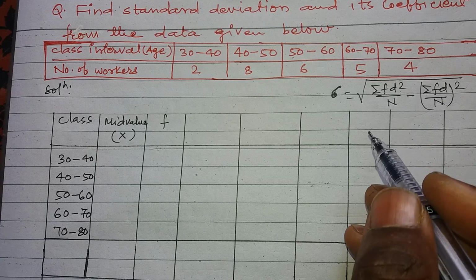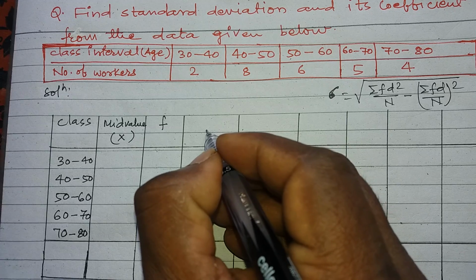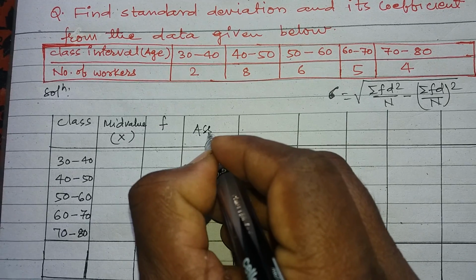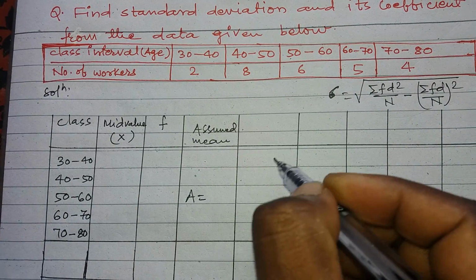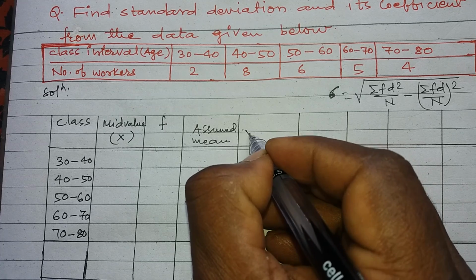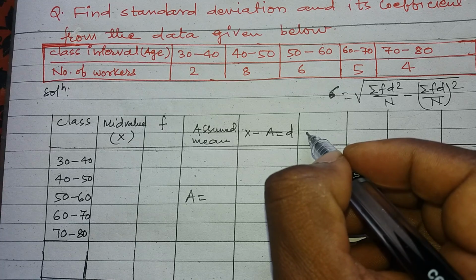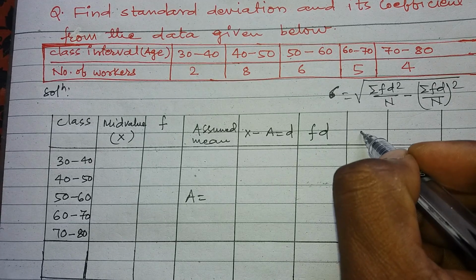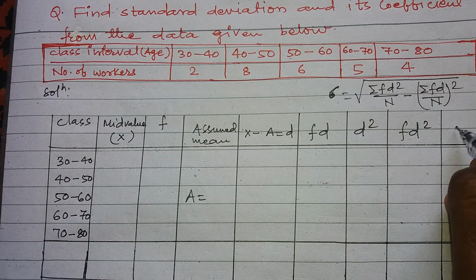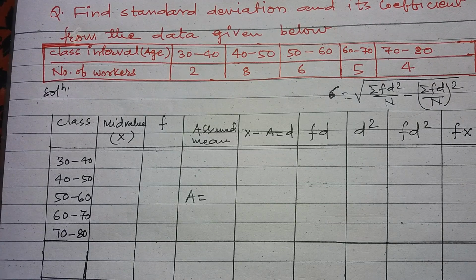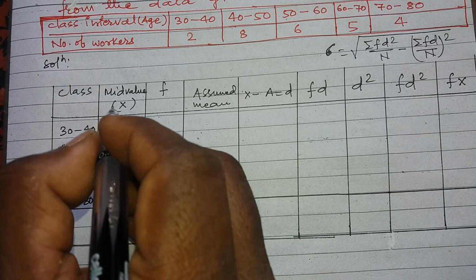According to this formula I have arranged the table, and in this table we can suppose an assumed mean A equals to, and after this we'll write x minus A, which we denote by d, and similarly f d, then d square, then f d square, and finally fx is required to find its coefficient. So now we'll fill up the table. See here how we'll fill it up.